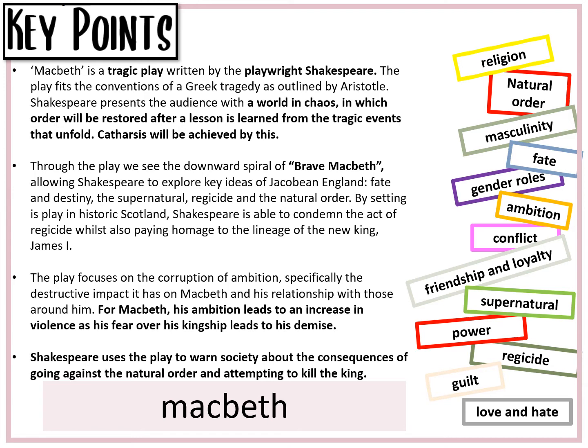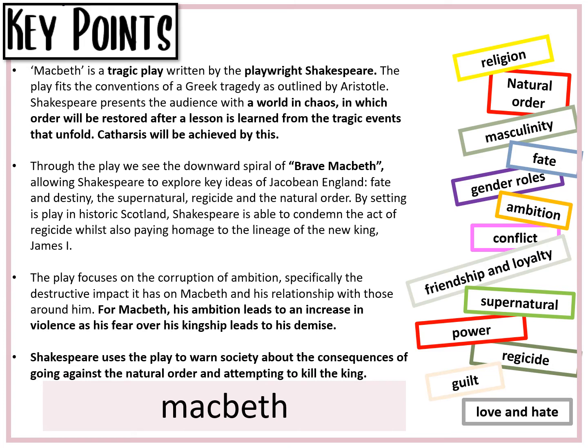Through the play we see the downward spiral of brave Macbeth. This allows Shakespeare to explore his key ideas of Jacobean England. In the play, Shakespeare explores the idea of whether Macbeth is ever truly in charge of his own destiny, or whether he is just a product of fate due to the influence of the witches.